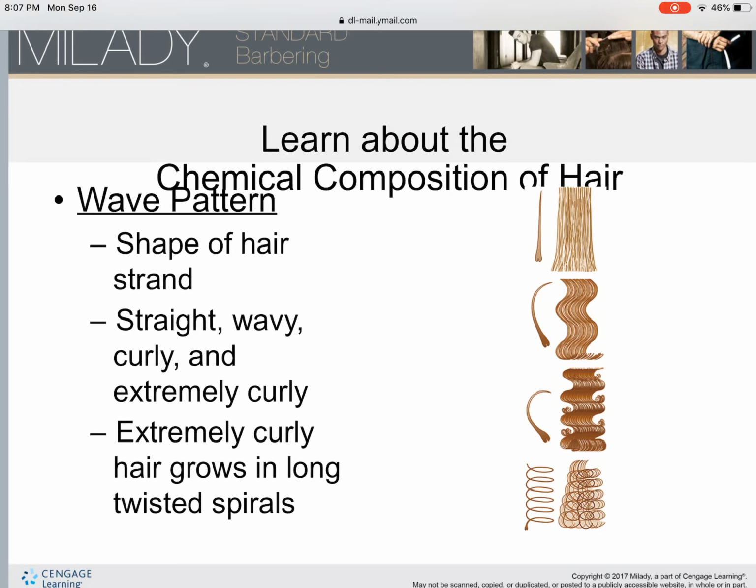Now, that's a generalization, but you can do your analysis on your client to determine which wave pattern your client has. But all patterns are found in each racial or ethnic group. Hair is elliptical in shape, but Asian is closest to being round. Caucasian is more oval, and African American hair has a flatter oval shape. Okay, your wave pattern is the shape of the hair strand. I told you we have straight, wavy, curly, and extremely curly. Extremely curly hair grows in twisted spirals, like coils.